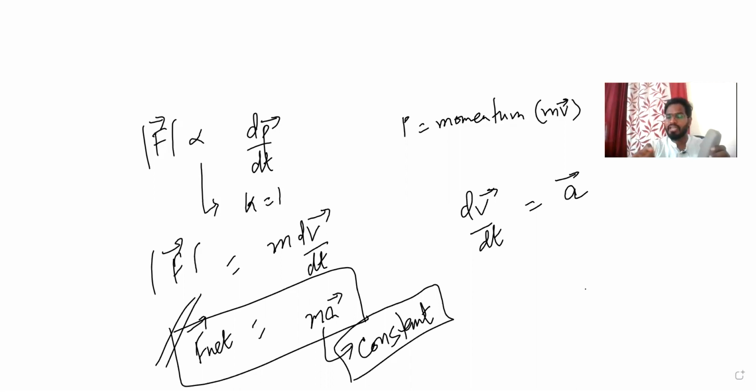So net, how will you write? F1 minus F2, 100 minus 50 is equal to ma. So 50 is equal to ma. You'll get the answer from that. That is what the net force is. Hope you guys understood.